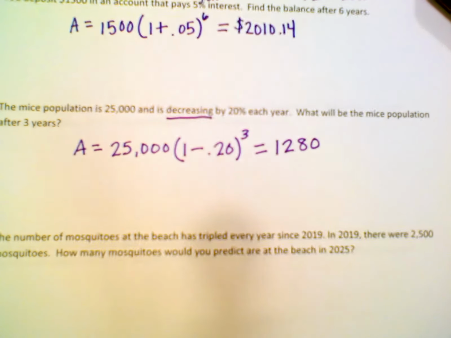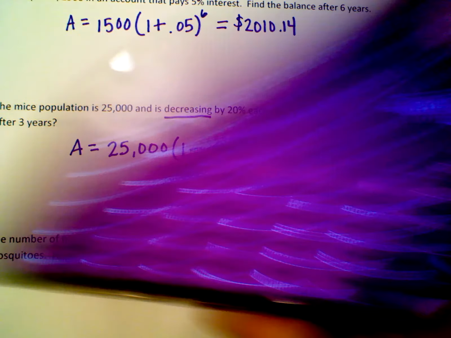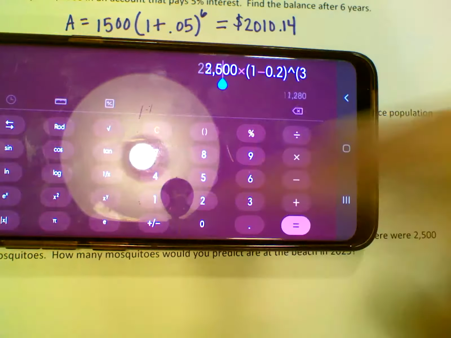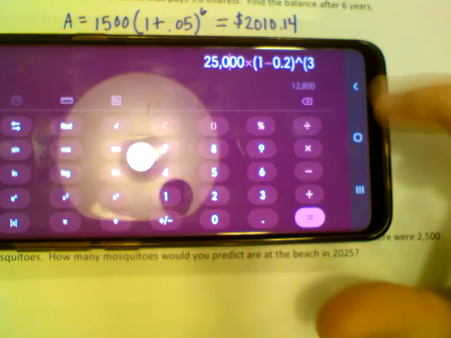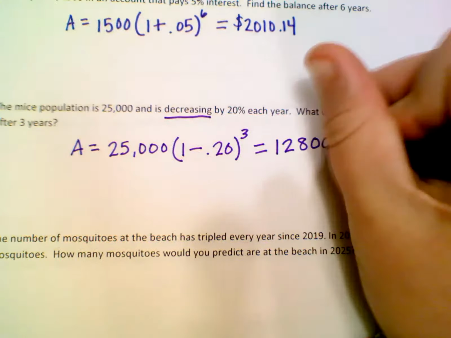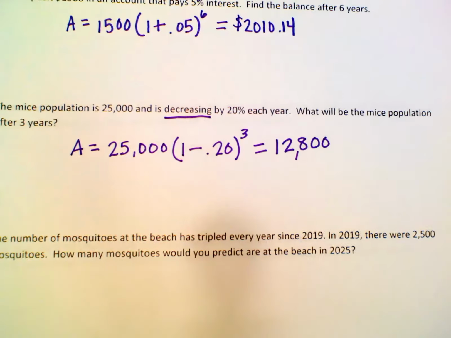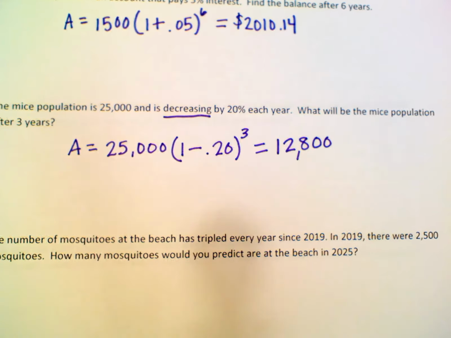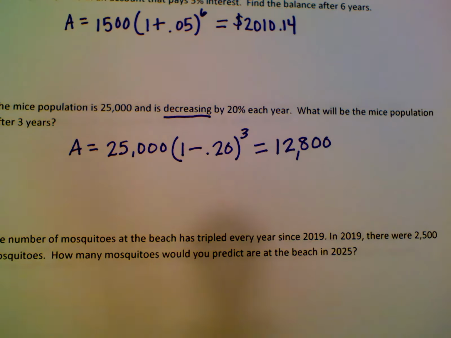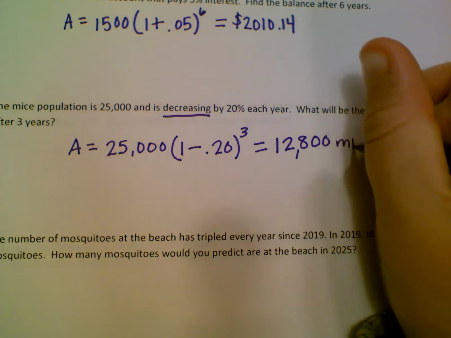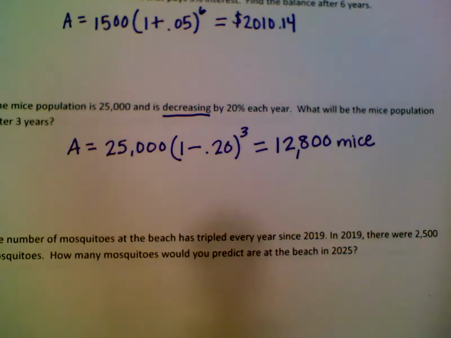So after 3 years, it drops. I definitely messed this up because I forgot a 0. It's like, that doesn't make any sense. 12,800. There we go. I was like, how do we go from 25,000 to 1,280? So the number kind of helped me let me know I was a little off on my values here.